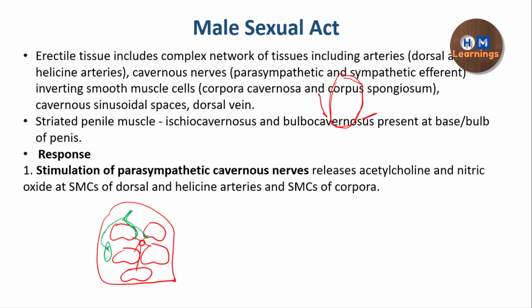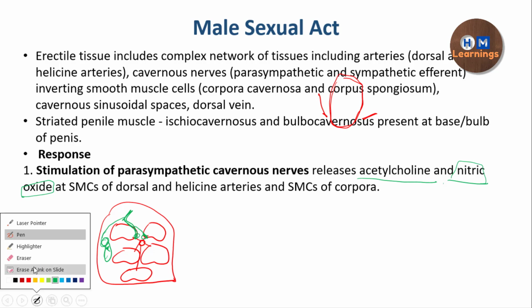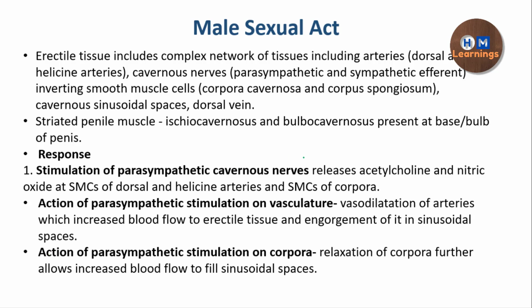So what do these parasympathetic nerves contain? Their postganglionic neurons are going to release acetylcholine and nitric oxide. You should remember at least nitric oxide, because this is very, very important. It is releasing nitric oxide here also and here also. Ultimately, what is the parasympathetic stimulation on the vasculature going to do? Vasodilation of the arteries. The branches of the dorsal artery are going to be dilated, as there are smooth muscle cells in the arteries as well.